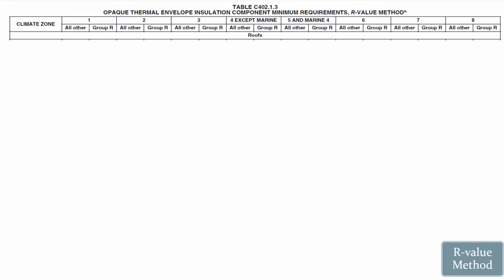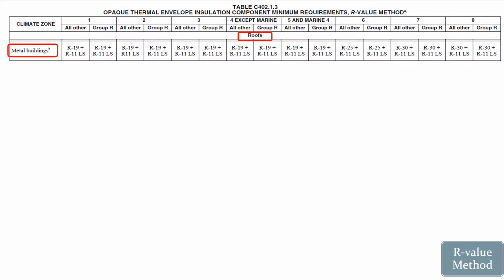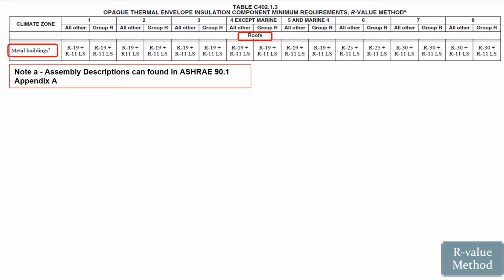Moving on to the next slide, let's cut out the metal building roofs and white out the rest of the information. You'll see for climate zone 1, you would have an R19 plus R11 LS. LS refers to a liner system. This is a cavity filled type system, and it increases in thickness, or the amount of insulation I should say, as you get up into the colder climate zones.